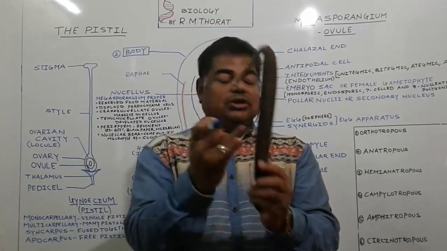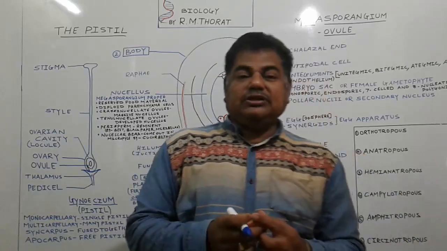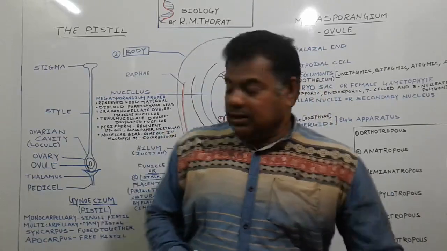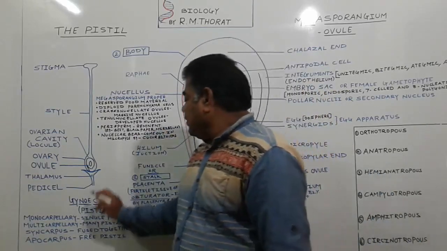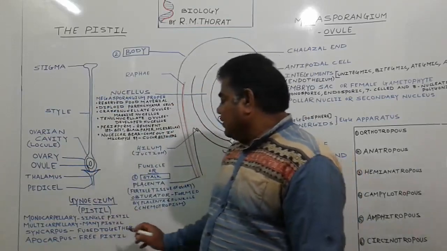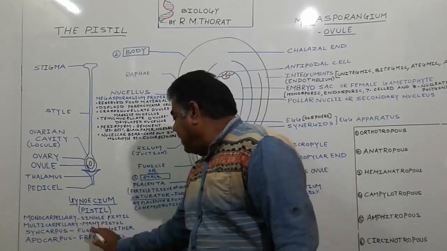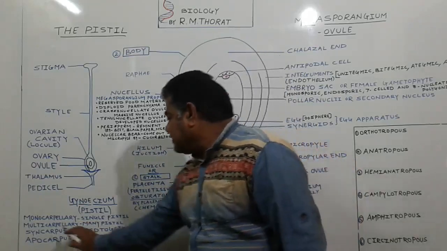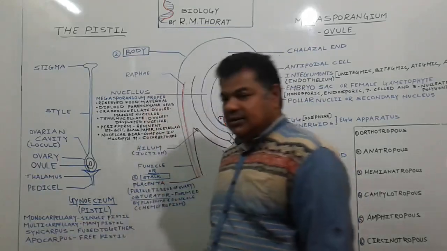It is made up of two carpels like this, means it is made up of two pistils, like this, bicarpellary. If this gynoecium is made up of many pistils, more than two pistils, then we call it multicarpellary.